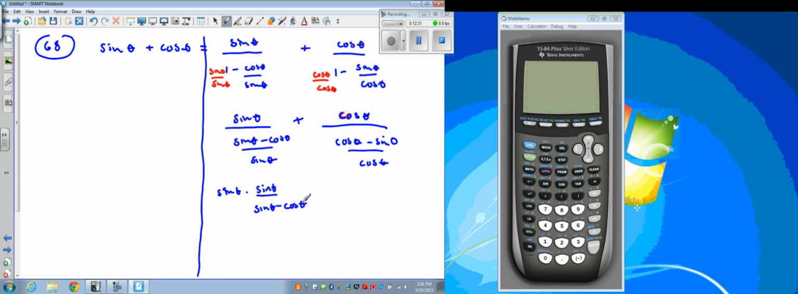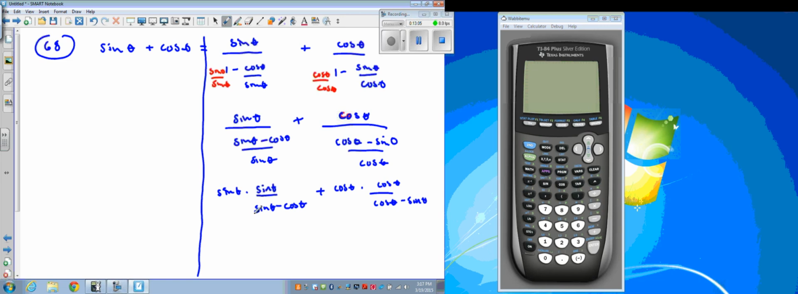Do you see what I did? Then I'm going to go plus, and then I'm going to do the same thing with this. I'm going to go cosine theta, and then I'm going to invert this thing and multiply: cosine theta over cosine theta minus sine theta. You're inverting the bottom. Yeah, I'm inverting. It's like 5 divided by 1/2, and I just take the 1/2 and invert it.